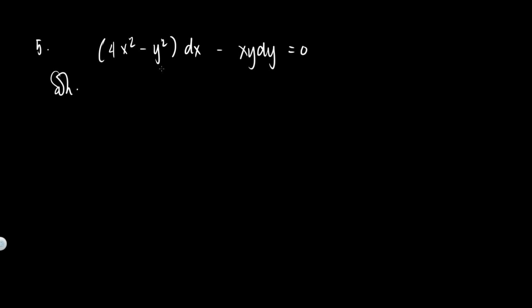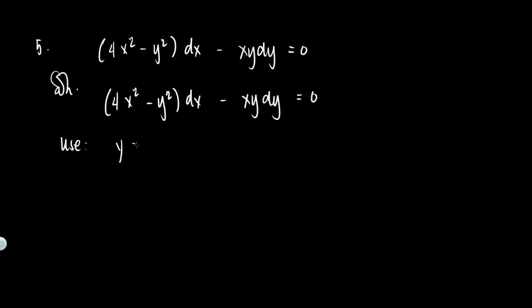Okay, number 5. Quantity 4x squared minus y squared times dx minus xy times dy equals 0. Okay, solution. So by the way, this equation is a homogeneous differential equation of second degree. Okay? So we have here, kopya muna, 4x squared minus y squared times dx minus xy times dy equals 0. It is simpler, so we use y equals vx. Differentiate, dy equals v dx plus x dv.